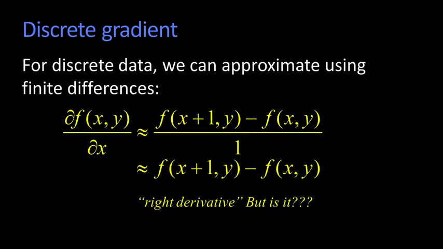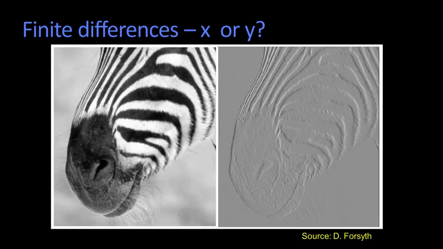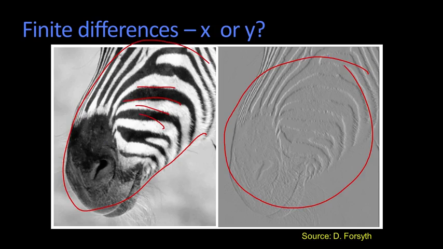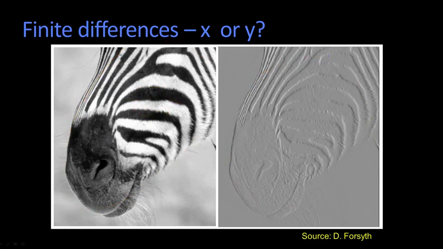In order to talk about the right way to think about these derivatives, let's take a look at our finite differences a little bit more. So here we have a picture of the striped duck that David puts in his book very often, David Forsyth. And you can see here, it's a zebra, okay? So we have this picture of the zebra which has all these stripes on it. And over here we have one of those finite difference images. First question, is this the finite difference in x or in y? Well, let's take a look.